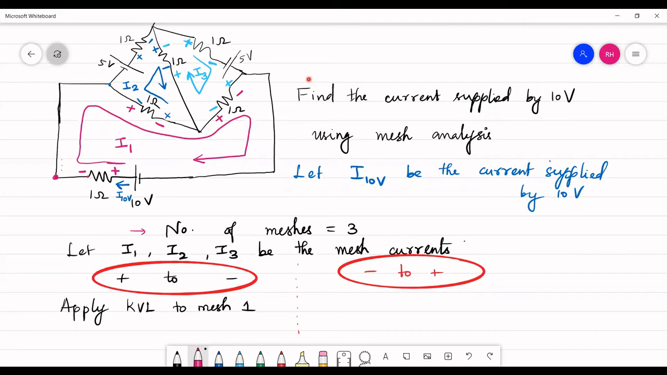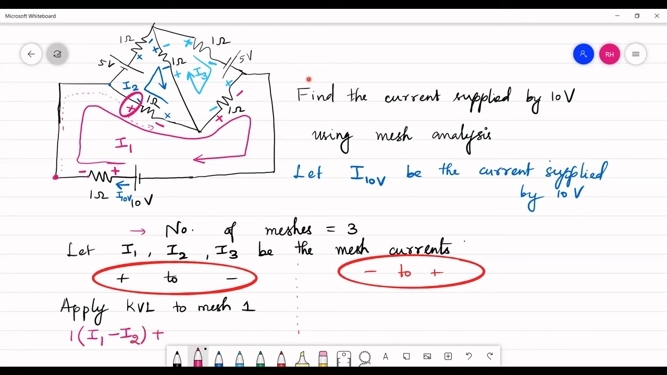So from here I start to walk. As I walk, I travel from plus to minus. From plus to minus, I find a voltage drop across a 1 ohm resistor where I have two currents, one is current I1, the other is current I2. Look at the signs. I1 here is plus, whereas on the other side, I2 has a minus sign, which means these two currents are flowing in opposite directions. So I write it as I1 minus I2.